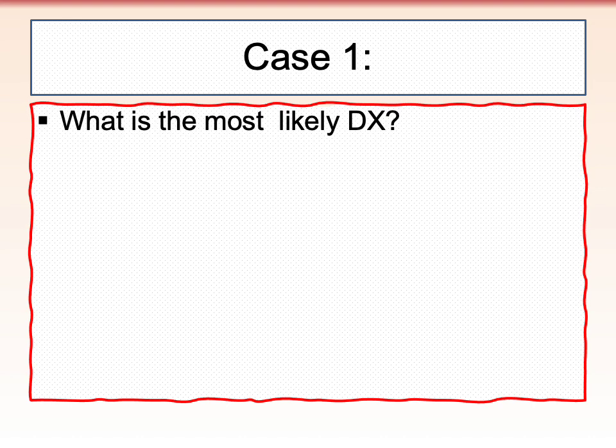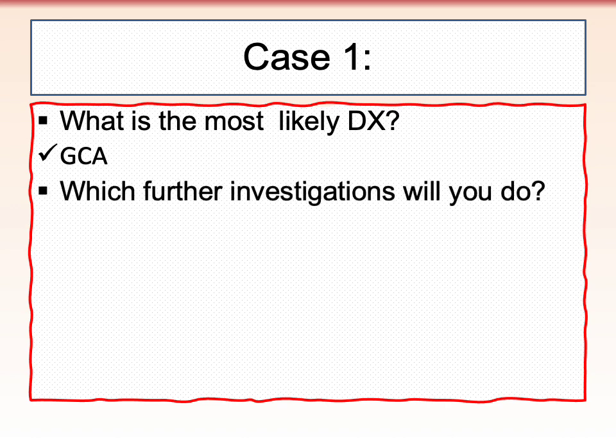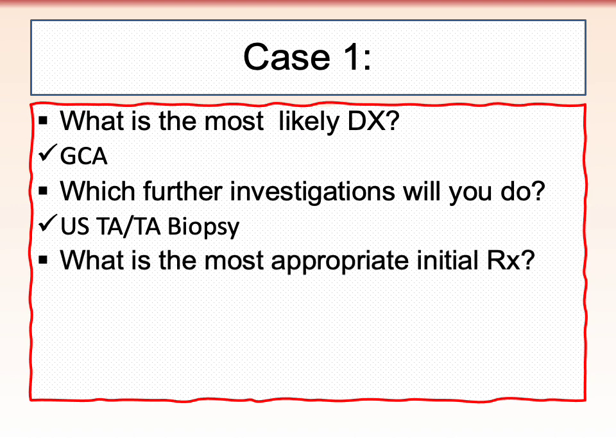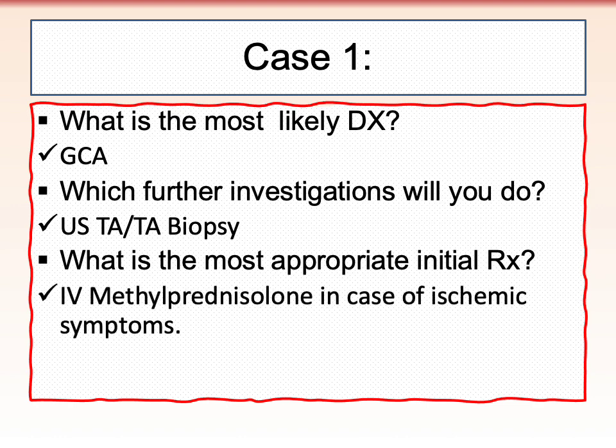What is the most likely diagnosis in this case? She was diagnosed as a case of giant cell arteritis. Which further investigation will you do for her? She will need either an ultrasound scan of the temporal artery and its branches or a temporal artery biopsy. What is the most appropriate initial treatment? As she is having ischemic symptoms, IV methylprednisolone will be initially recommended.